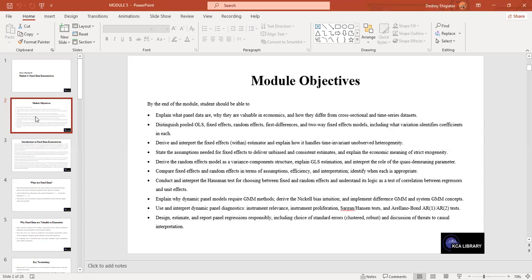Explain why dynamic panel models require GMM methods. Derive the Nickell bias intuition and implement the difference and system GMM. Use and interpret dynamic panel diagnostics. Then design, estimate, and report panel regressions responsibly.